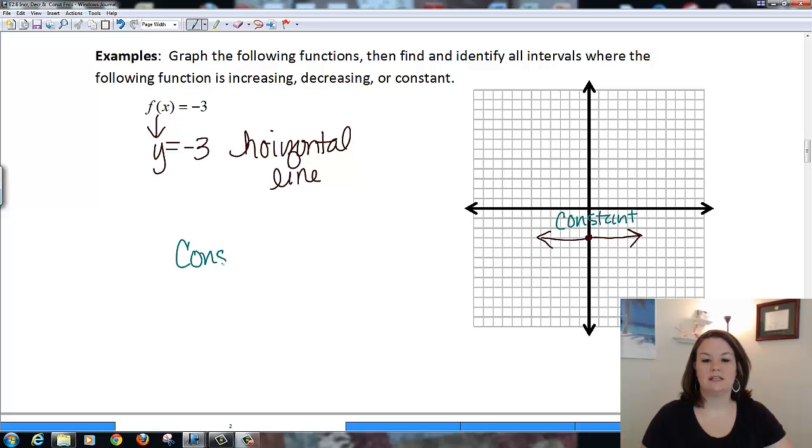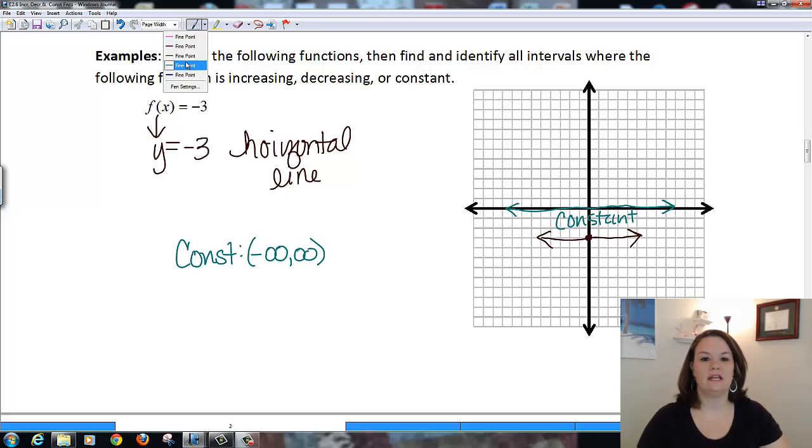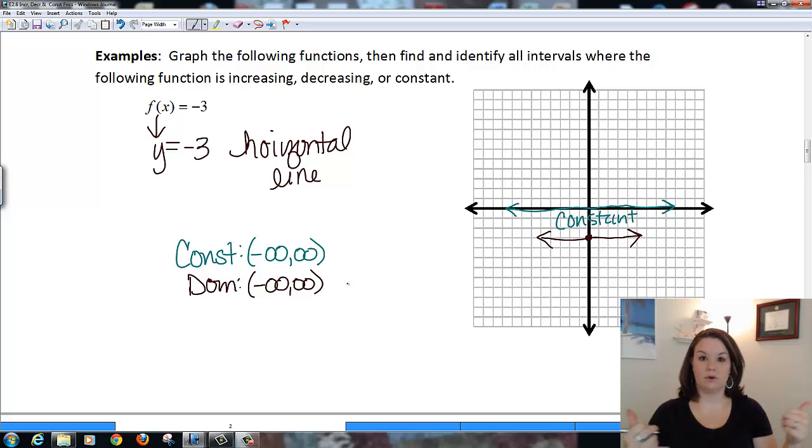So that means that it's constant from -infinity to positive infinity, because I do it in terms of the x values, and no matter how long this line goes, it's consistently constant. So this is a constant interval from -infinity to positive infinity, and then I'm going to list my domain and range. My domain is going to be from -infinity to positive infinity, because notice this line goes in both directions, left and right, and keeps going.